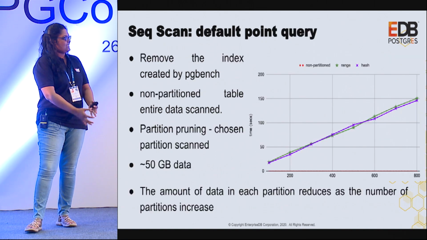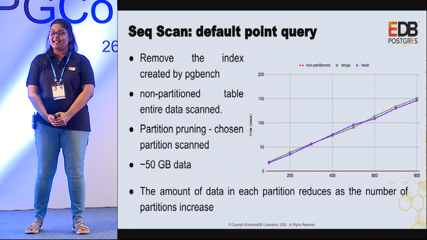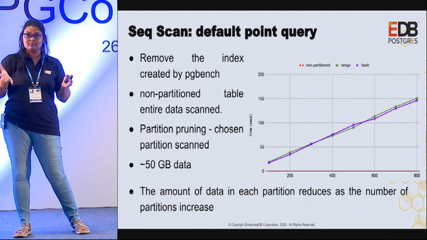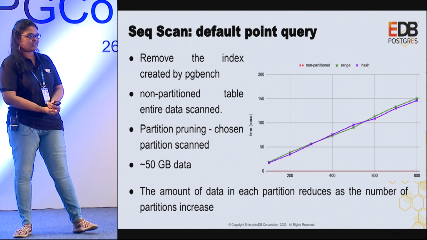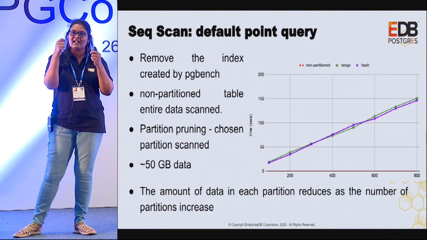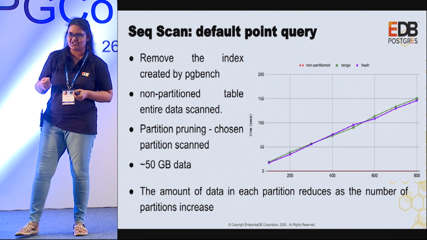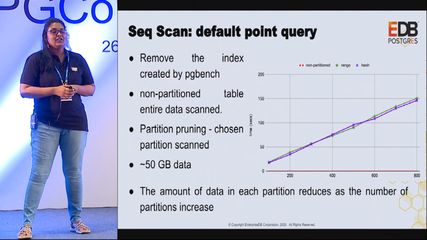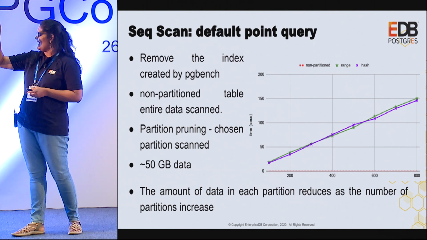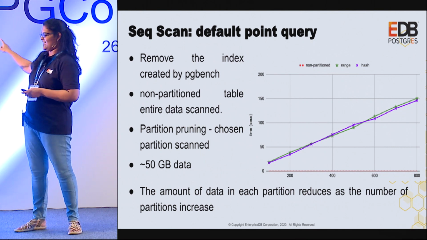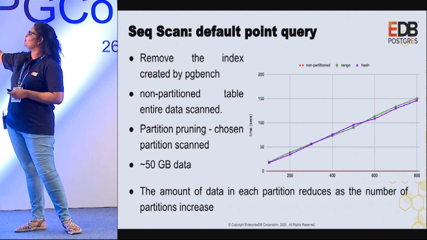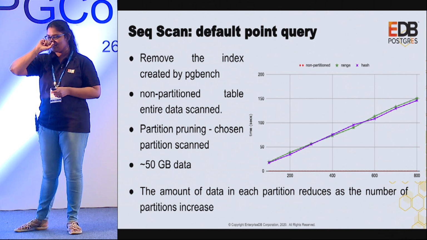So this was another test that I had performed. Like I said, the partitioned column has a primary key which is created by default. So I manually dropped this index to see how it will perform when you don't have an index on the partition key. You may not be able to see the red dotted line, which is exactly along the x-axis, because it is very low compared to how it performs in the partitioned case.